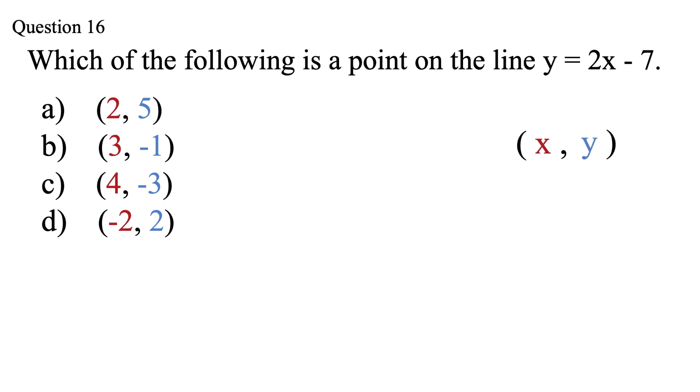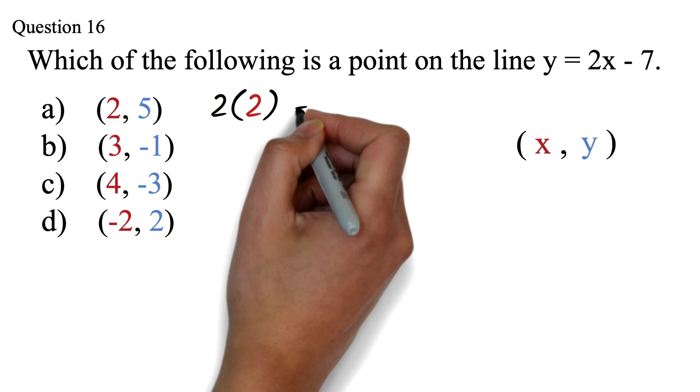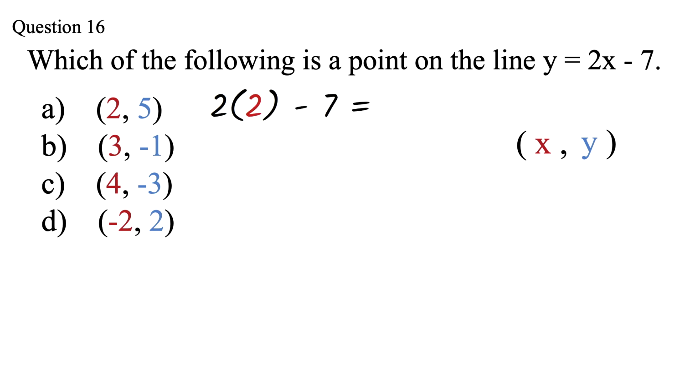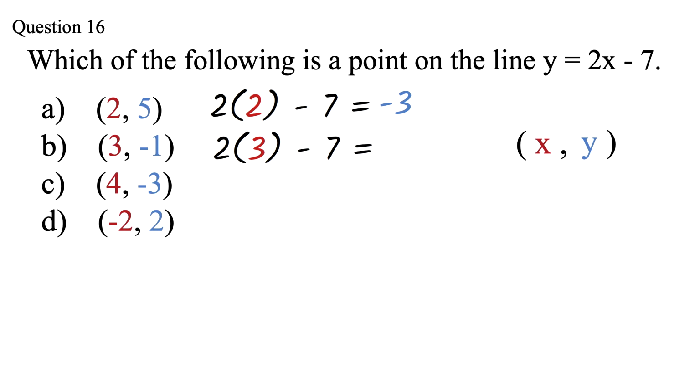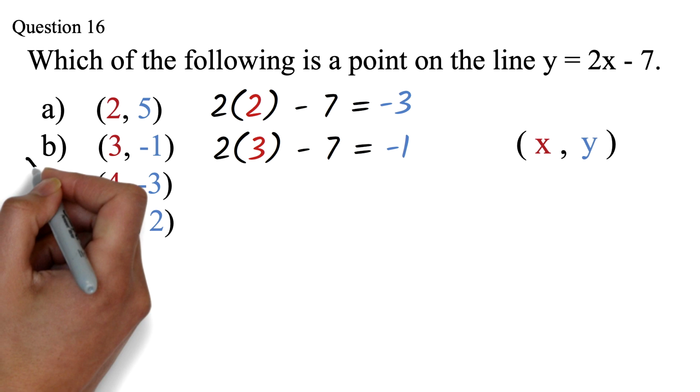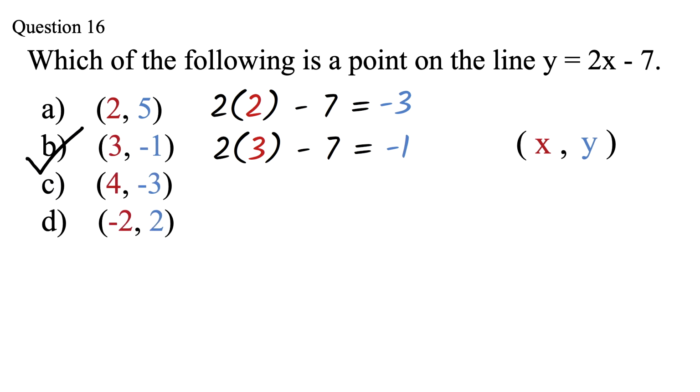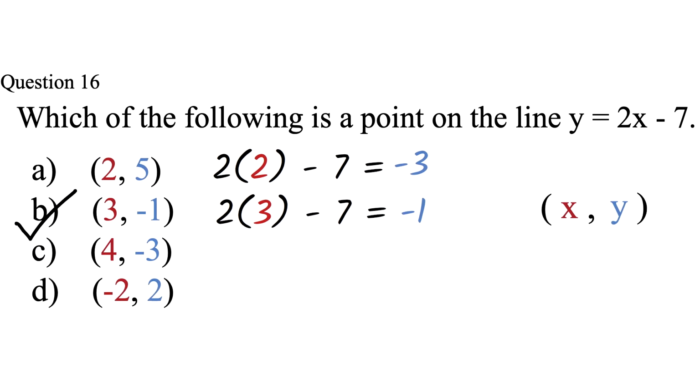So we start with option A. We replace the x with 2. We have 2 times 2 minus 7. This is -3. It was supposed to be 5. So choice A is wrong. Let's try choice B. We replace the x with 3. We have 2 times 3 minus 7. This will give us -1, which is what we expected. So choice B is the answer.